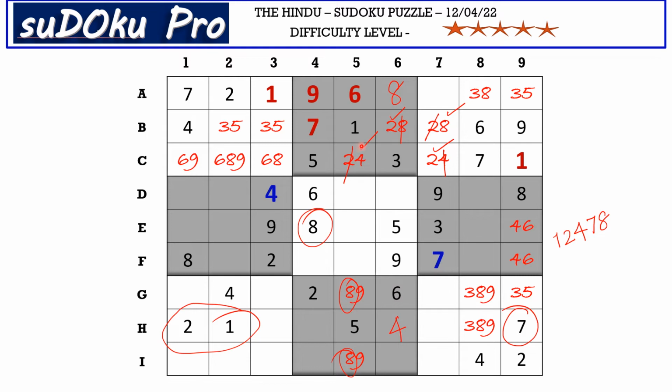You can see 1 and 4 blocking these 3 cells, leaving 2 cells empty. So 1 and 4 will go in D6 and F4. Since there is a 4 here, D6 takes 1 and F4 takes 4. Now in column 6 there is only one missing number, that is 7.